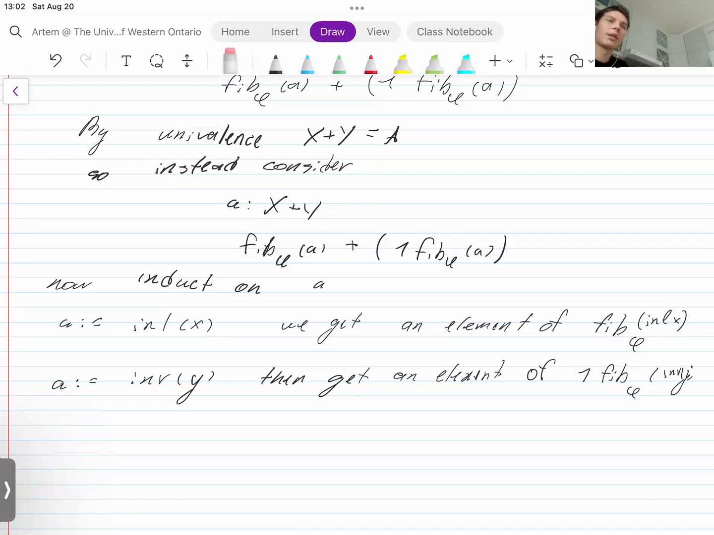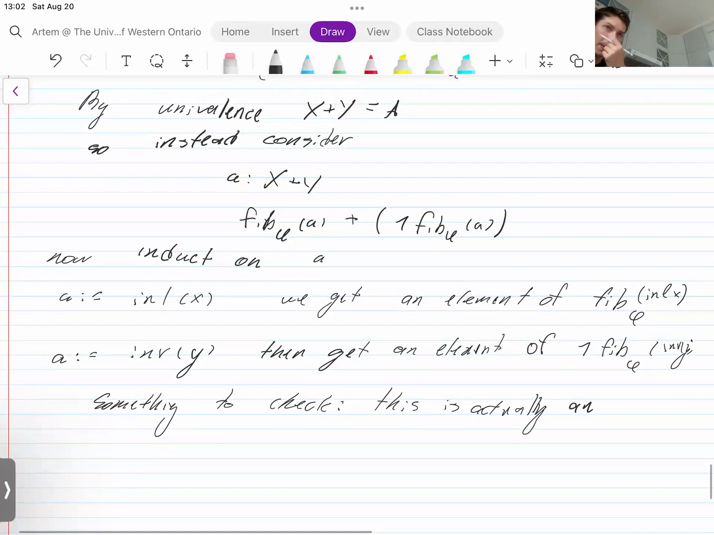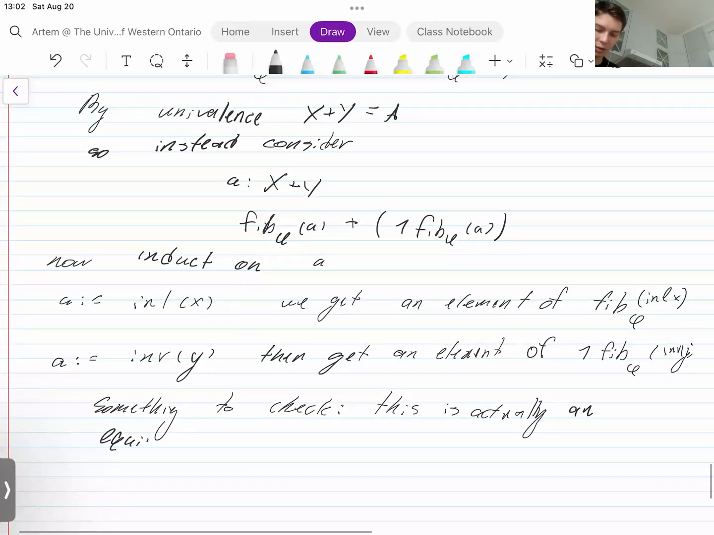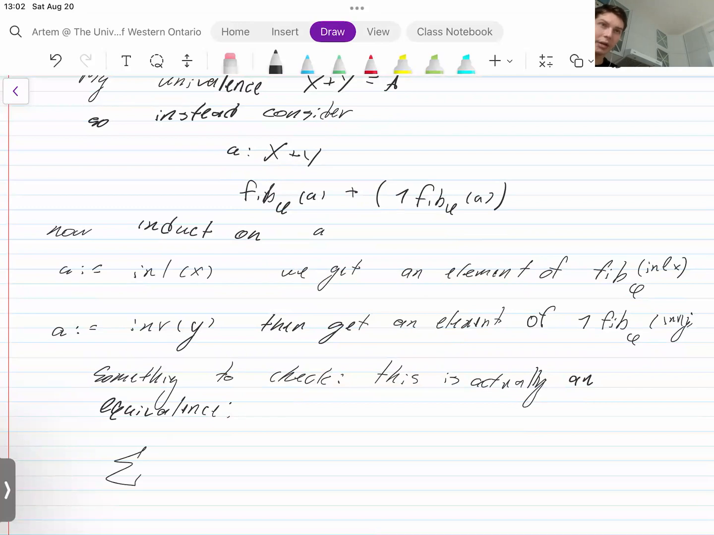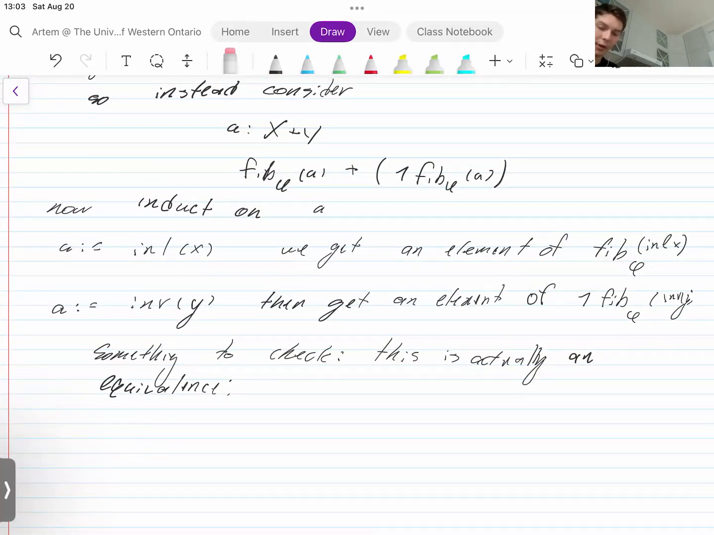Okay. And so something to check. This is actually an equivalence. So the way we can do it is by constructing a quasi-inverse from now our type, which is again going to be terms which are merely equivalent to B, and those go decidedly into A.